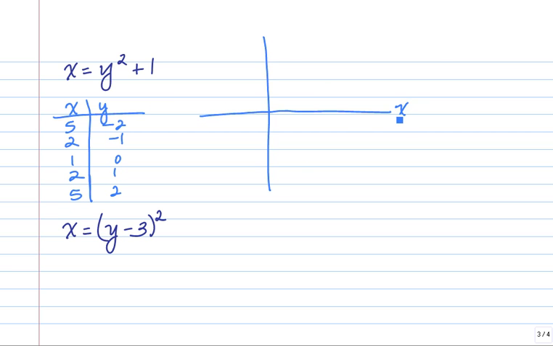So the graph of this has the points (5, -2), (2, -1), (1, 0), (2, 1), and (5, 2). Okay, so what does that look like? Yeah, a horizontal parabola that shifted to the right 1.